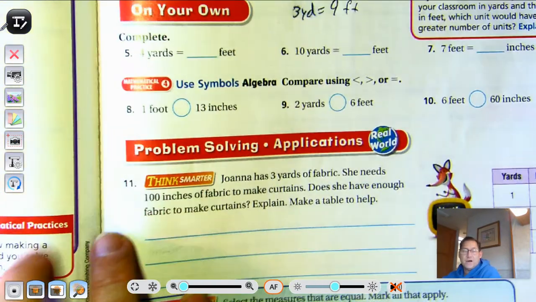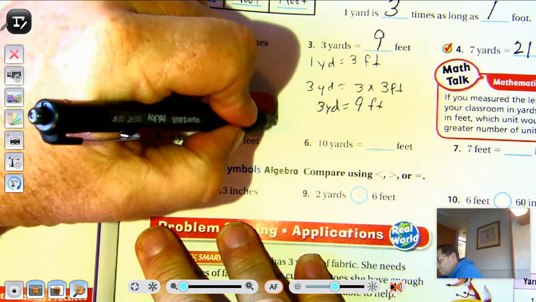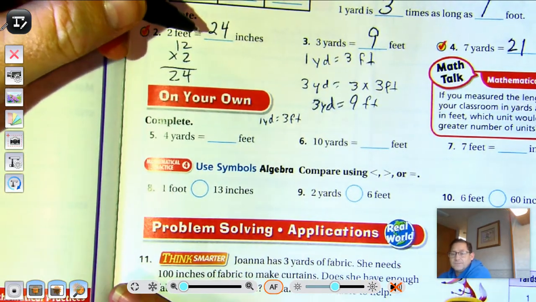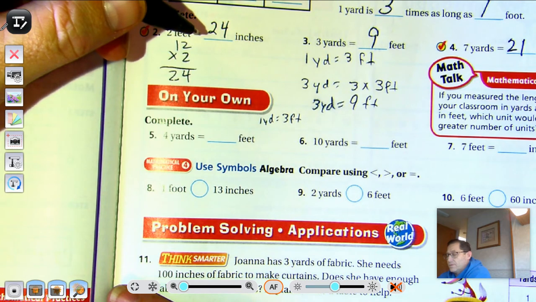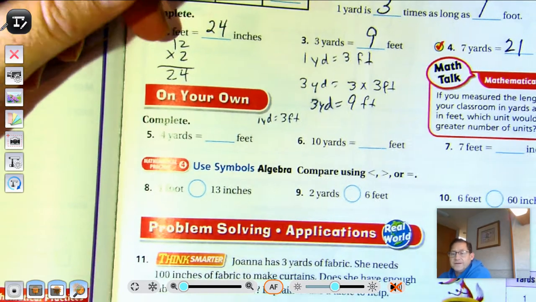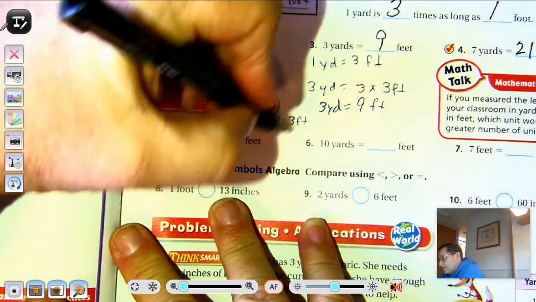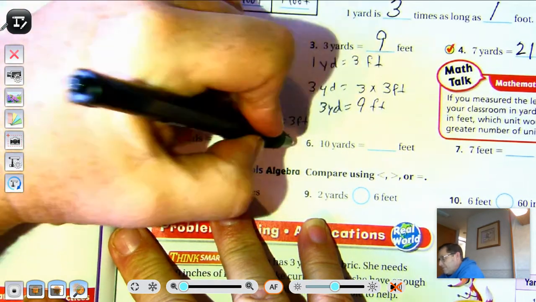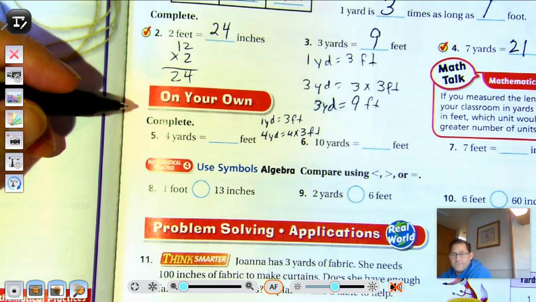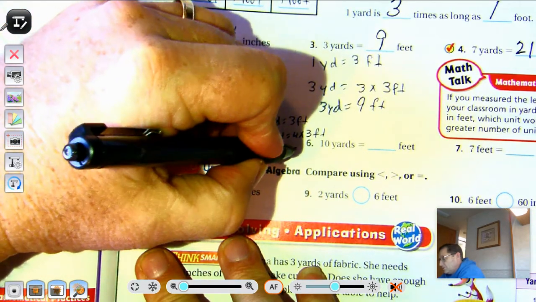4 yards is how many feet? Again, it's the same thing we've been doing. 1 yard equals 3 feet. Okay, these are just basic equivalent units that we just need to know. We need to know 1 yard is 3 feet. Shouldn't have to think about it. 1 yard, 3 feet. Okay, so if we have 4 yards, that would be 4 times 3 feet. We have 4 yards, so we have 4 sets of 3 feet. So 4 yards is 12 feet.